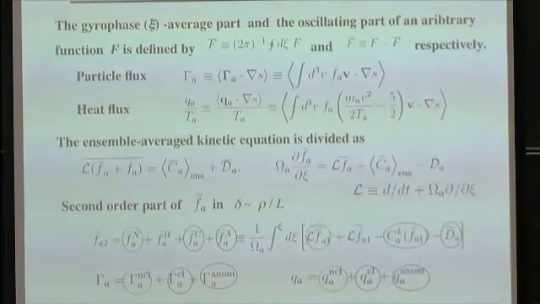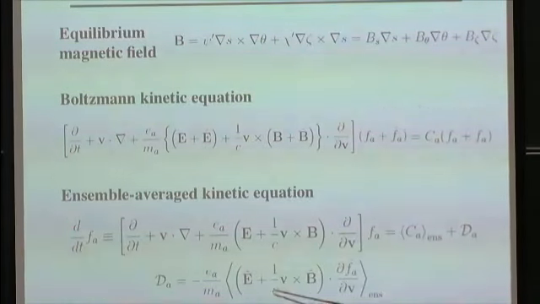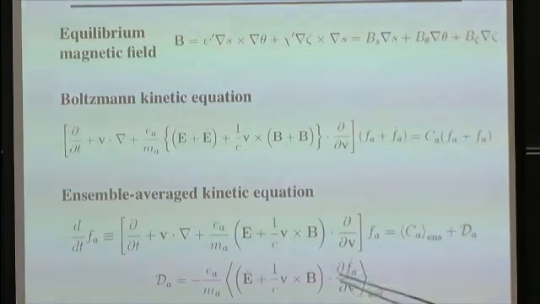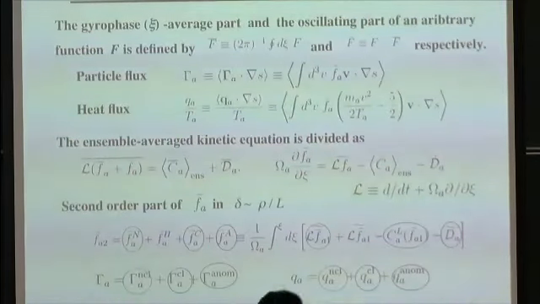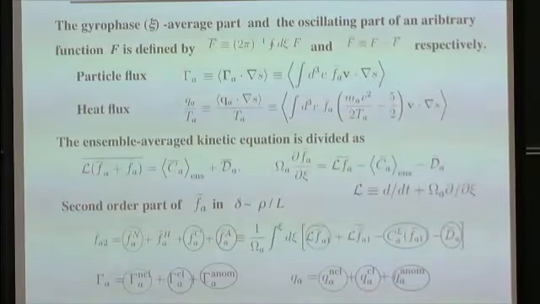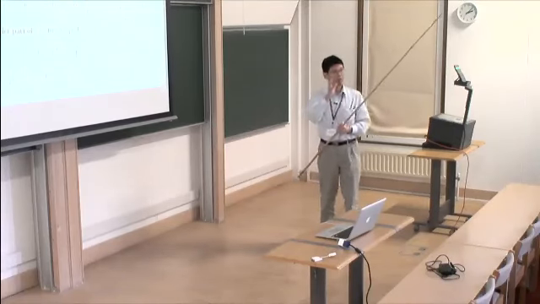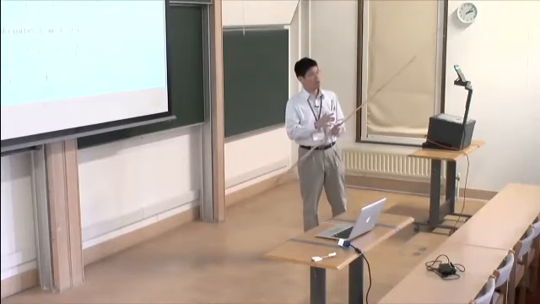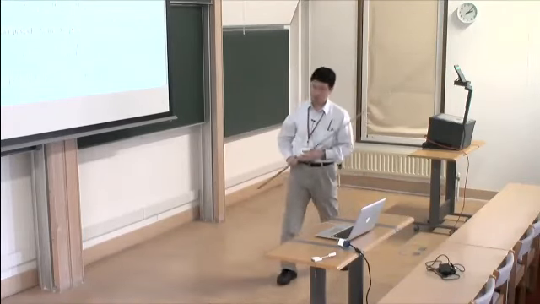D is defined in the previous slide, in this correlation of turbulent electromagnetic field and distribution function. Okay, and here we assume slow rotation ordering. So the background E cross B flow is assumed to be thermal velocity multiplied by delta.